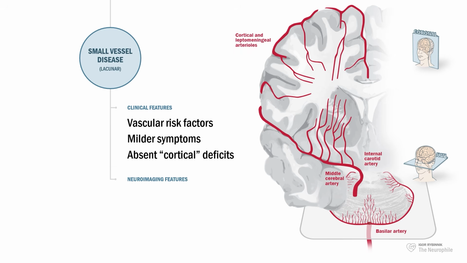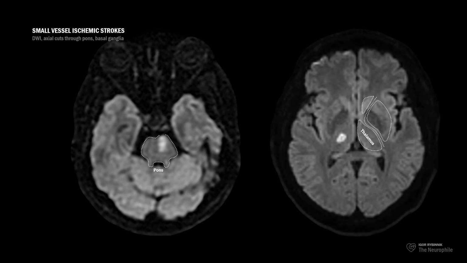What do these look like on neuroimaging? Once again, they are subcortical and small, usually less than 1.5 centimeters on an MRI. Here are two examples of diffusion-weighted imaging, axial slices through the pons and basal ganglia. These are showing acute infarctions in the left paramedian pons and the right thalamocapsular region, both of which were likely caused by small vessel disease.